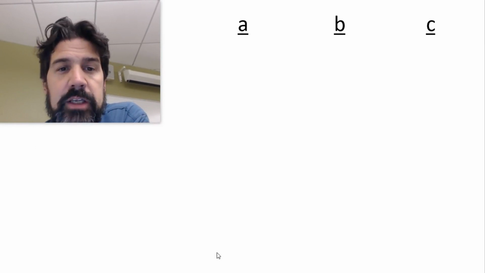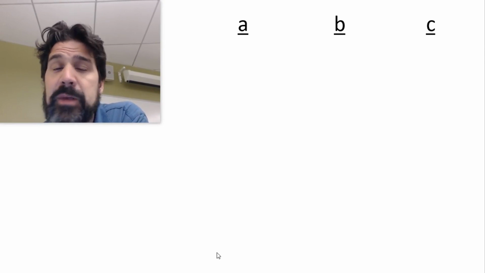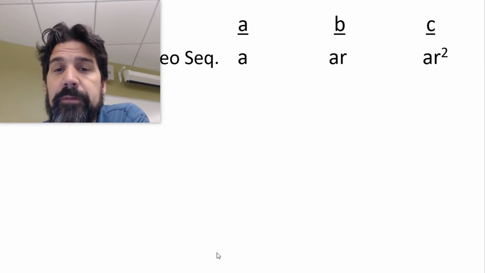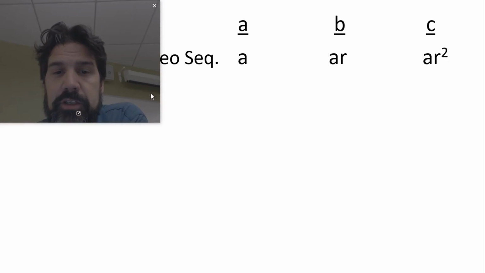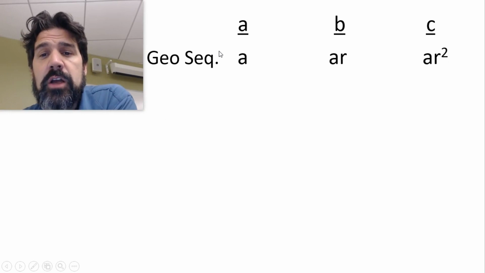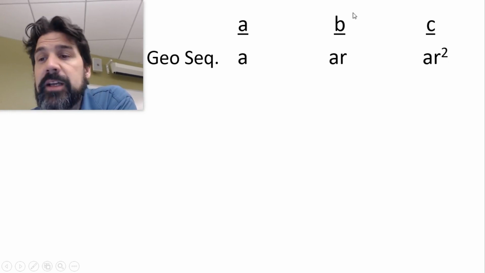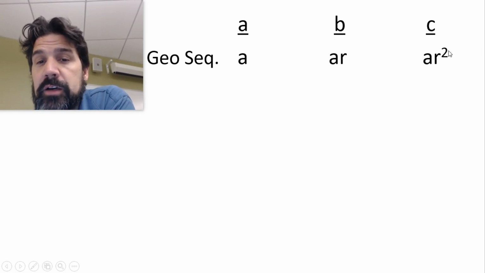We have these three terms, a, b, and c. Now to get from a to b, you have to multiply by some r value. So for my geometric sequence, I would start with a, and then my next term would be a times r, and my next term would be a r squared.